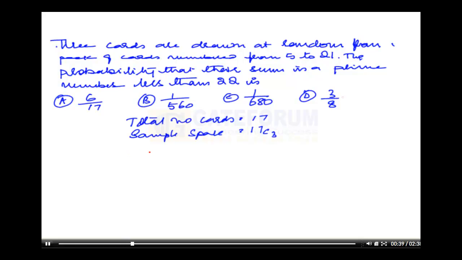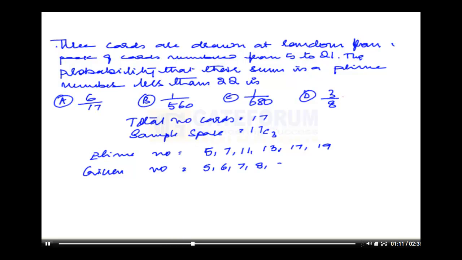Let us consider prime numbers less than 22. Given the cards begin with 5, so 5, 7, 11, 13, 17, 19. So these are the prime numbers, and the given numbers are 5, 6, 7, 8, 9 up to 21. So when you draw three cards at a time, the sum should be a prime number.